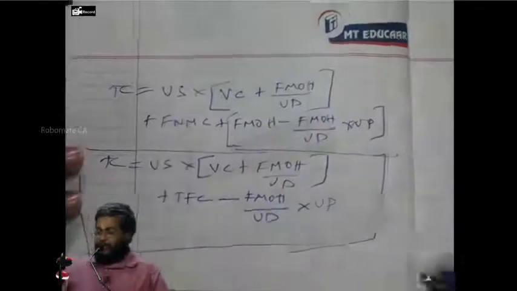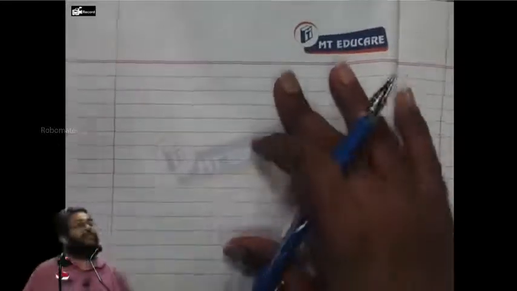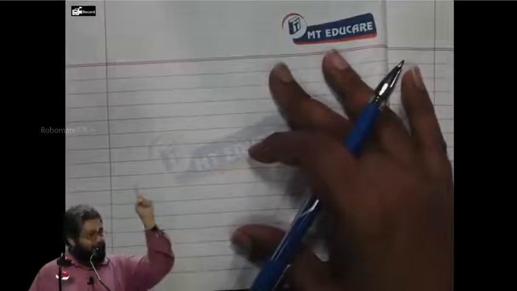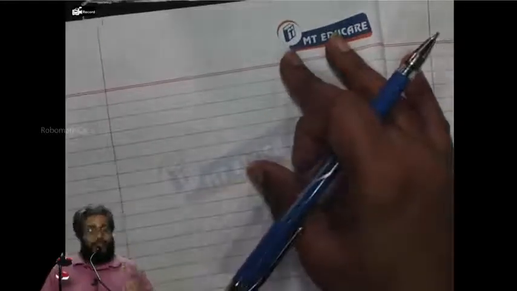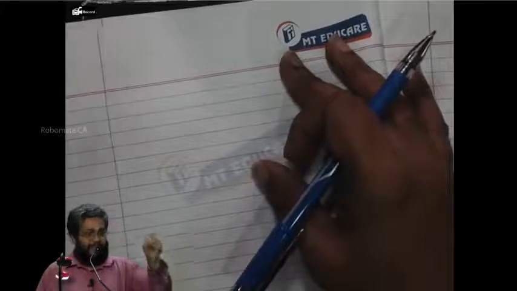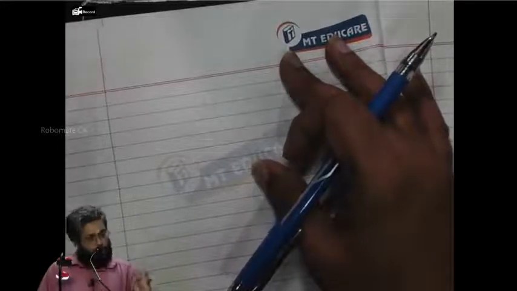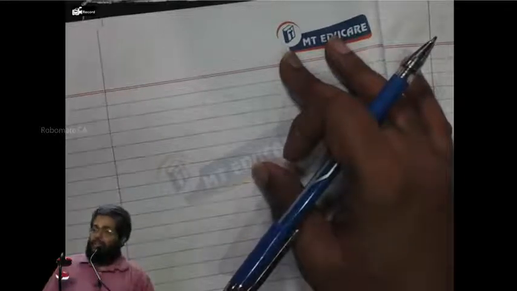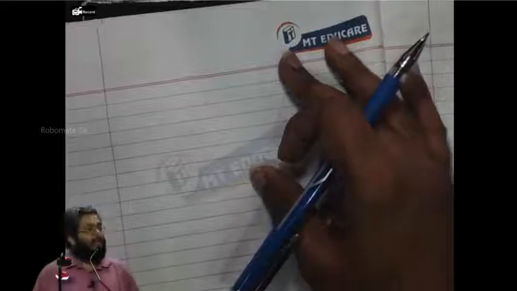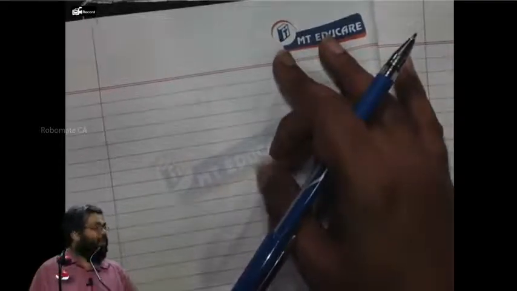Okay, now let me go to the last step of finding out the break-even point. Can I proceed? Now, tell me, total cost is equal to, I want everybody to tell before I write, total cost is equal to what? Units sold into VC plus FMOH divided by UD plus total fixed cost minus FMOH by UD into UP. Everybody respond, yes or no? It should be like a blotting paper. Can I proceed or not?